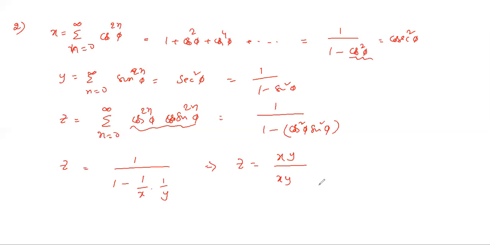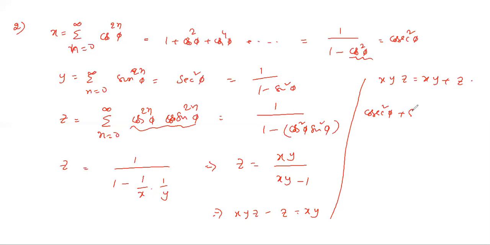So z equals xy by xy minus 1. By cross multiplication, xyz minus z equals xy. So xyz equals xy plus z. So which option? Second option. But it is multi answer. See what we have in our identity: secant square phi plus cosecant square phi equals the product, also secant square phi cosecant square phi. Nothing but x plus y equals xy. So in place of xy, you can write x plus y. So xyz equals x plus y plus z is also an answer. Two options you get: 2, 3.